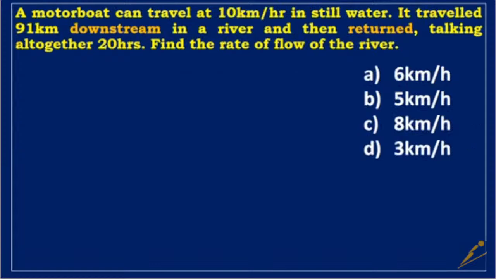Example 5. A motorboat can travel at 10 km per hour in still water. It traveled 91 kilometers downstream in a river and then returned, taking altogether 20 hours. Find the rate of flow of the river.